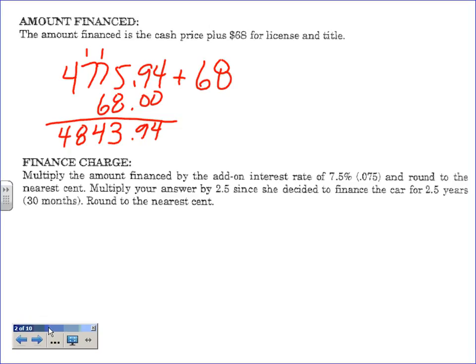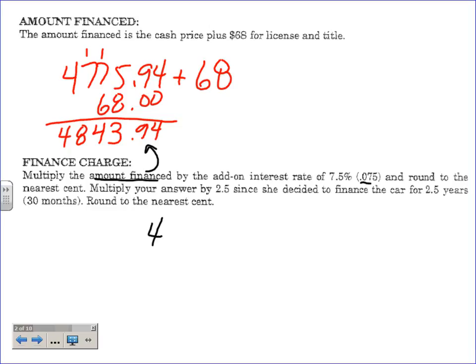It's used, and so she just needs it to get to work and to school. So if you've got a part-time job, that's a lot of money, right? Even today, that's still a lot of money. So what we're going to do then is multiply the amount financed, which is that number right there, of course. The amount financed is how much she's asking the bank for, by the add-on interest rate of basically 0.075. So we're going to do that.